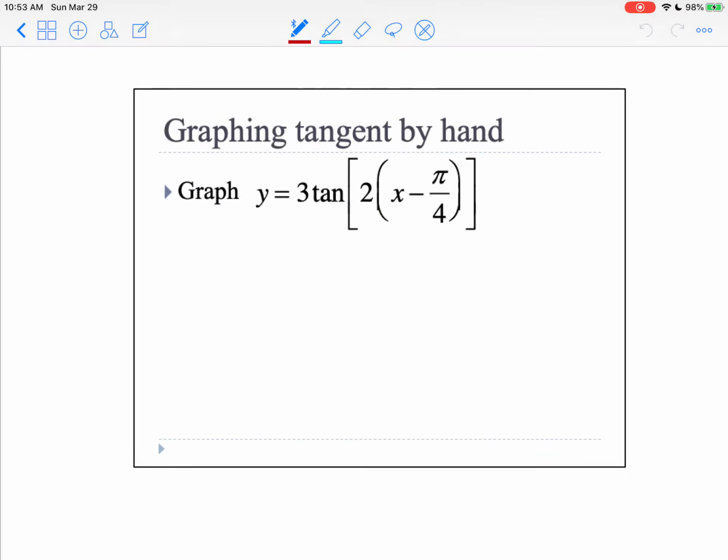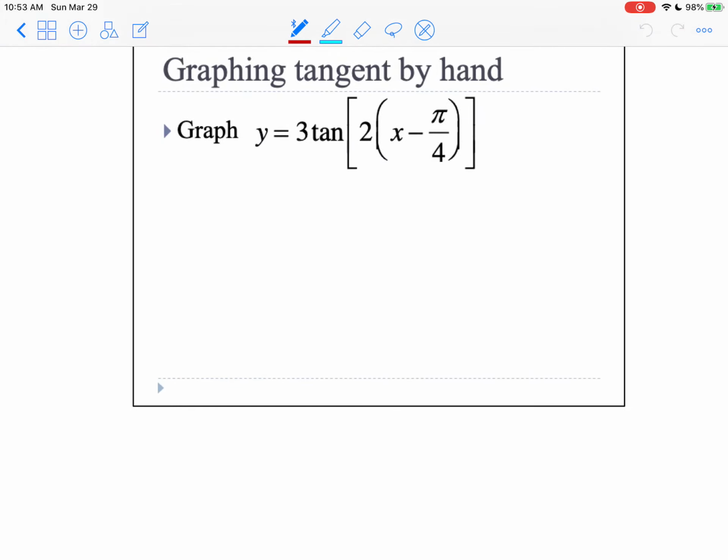So we're going to start by graphing 3 tangent of 2 times x minus pi over 4 by hand. So the first thing I want to do is talk about the amplitude. The amplitude here is 3, but it's not called an amplitude anymore. So we're just going to call that our vertical stretch factor. Okay, so our vertical stretch factor is 3.